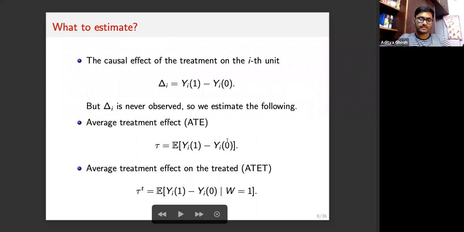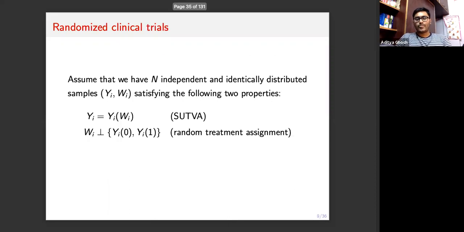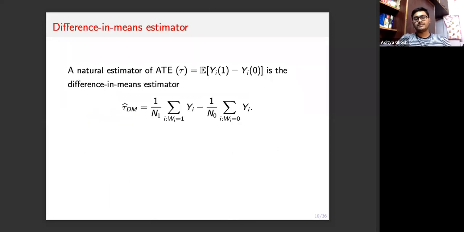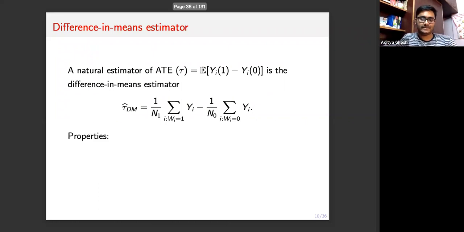There is a very reasonable estimator, which is what? Simply the difference in the averages, right? The average outcome of the treatment group and the average outcome of the control group. And that estimator is called the difference in mean estimator for obvious reasons. And since the assignment of these Wi's is done at random, the standard methods apply here very easily. For example, what are the properties of this estimator?